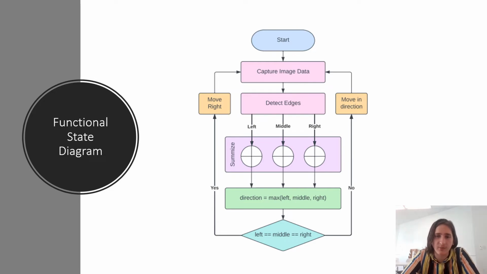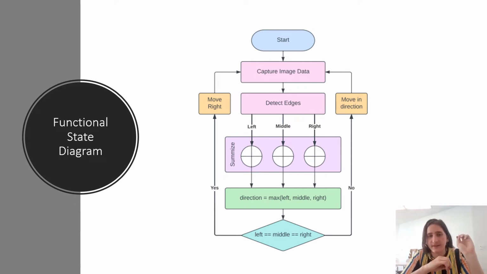Here's my functional state diagram. You can see we start by capturing image data. We take the image data and detect the edges out of it, or extract the edges. We then split the image into three regions: the left, middle, and right. Each section is summarized into one value that is then compared to see which one has the maximum, and that is the direction the robot will move.